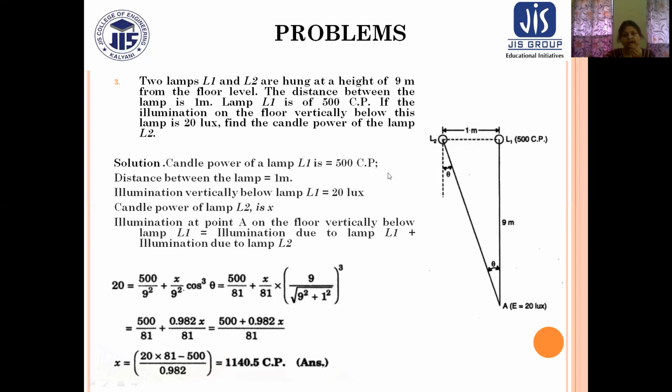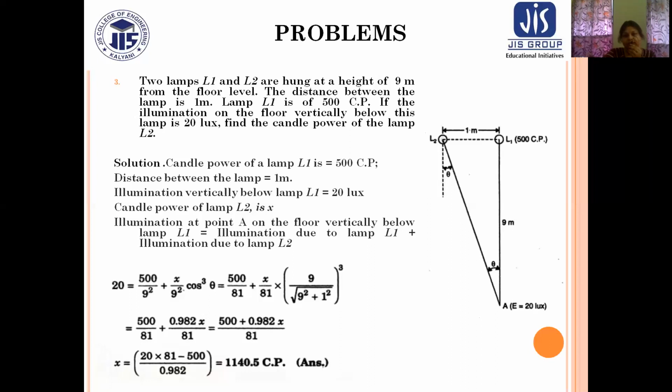The candle power of the lamp L1 is 500 CP. So this is lamp L1 with a candle power of 500 CP, and another lamp is L2 here. The distance between L1 and L2 is 1 meter. Now the illumination vertically below the lamp L1 equals 20 lux, so the illumination at point A equals 20 lux. We consider that the candle power of the lamp L2 is X.